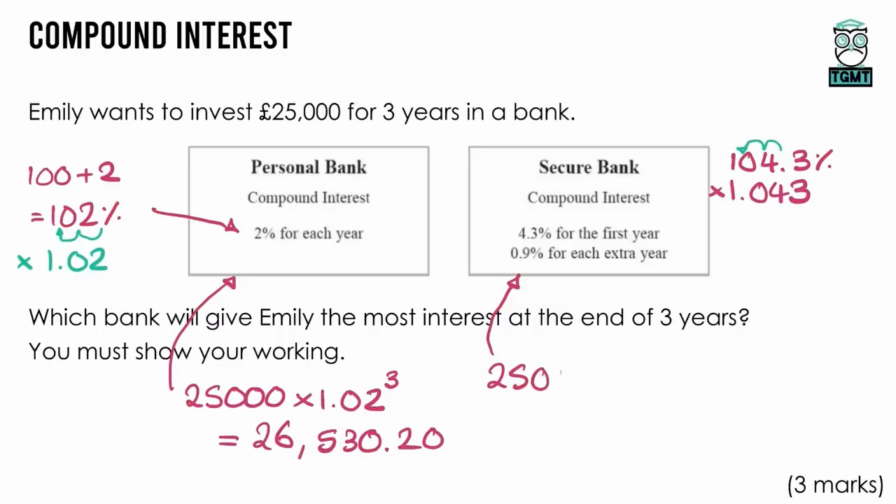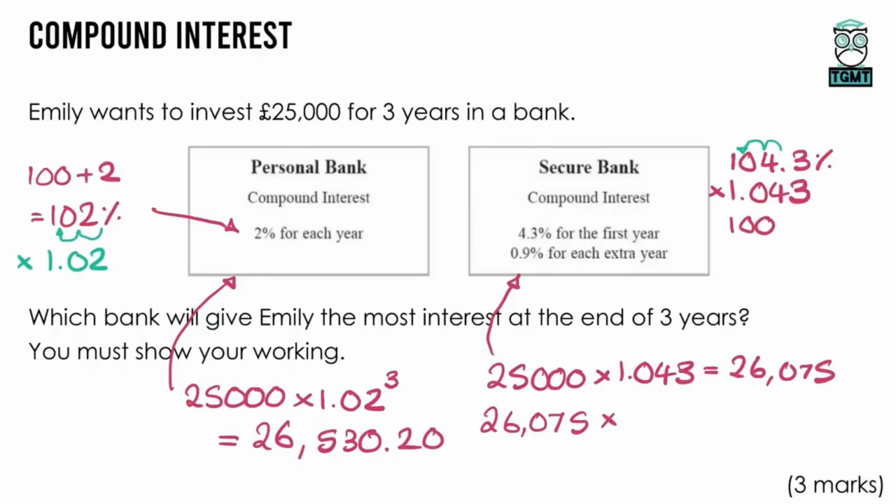So 25,000 multiplied by 1.043. I only get that in the first year, so I am going to have to write that down this time. 25,000 times 1.043 gives me £26,075. Now that is how much Emily has in the bank, £26,075, and we're going to have to multiply that by the new multiplier for the 0.9% that you get in every extra year. So adding that to 100 wouldn't be much over, it'd be 100.043.